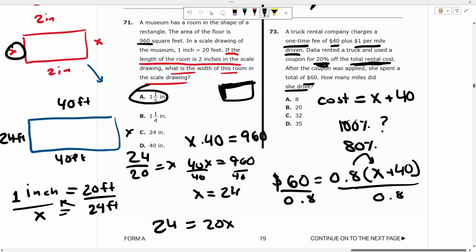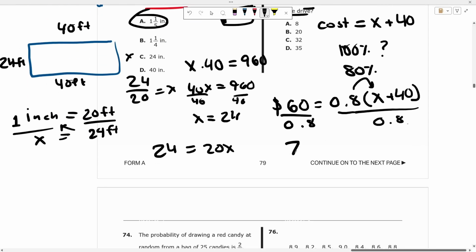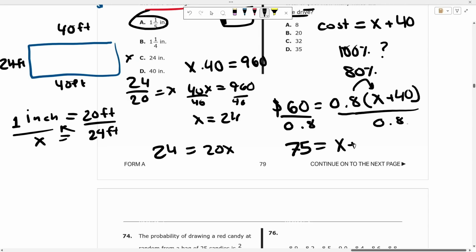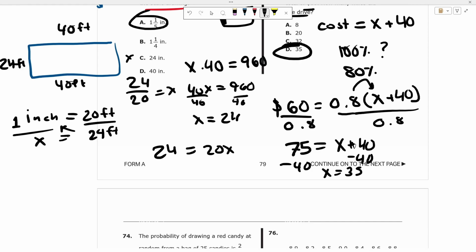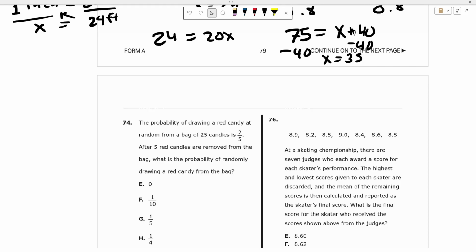So in this case, 60 divided by 0.8 would actually be 75. So you know that 75 was 100% of what she paid, right? And 20% of 75 is going to be 15, and 75 minus 15 is going to be 60. So this 75 is equal to X plus 40. Now all we do is solve for X. So we subtract 40 on both sides, and we get that X is equal to 35. So she had to drive 35 miles, in addition to the 40 flat fee, or the initial cost.